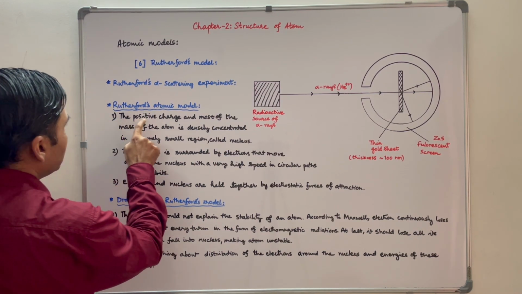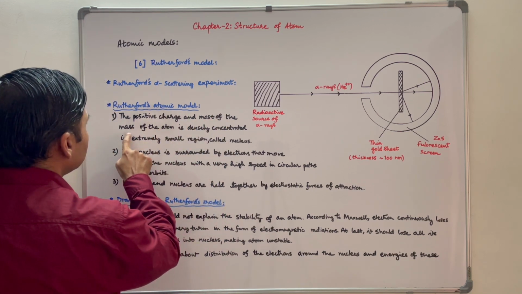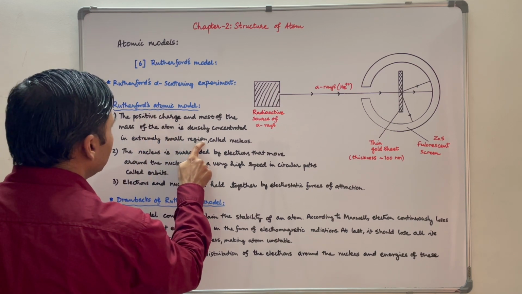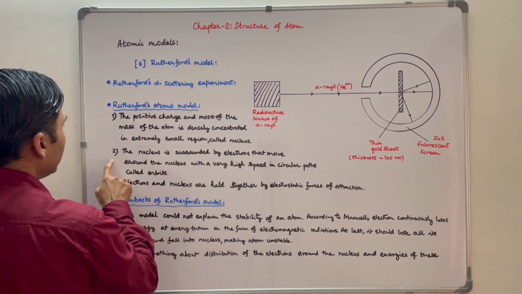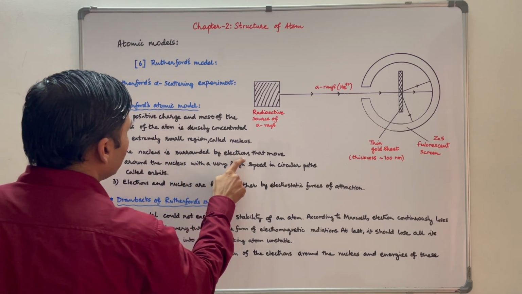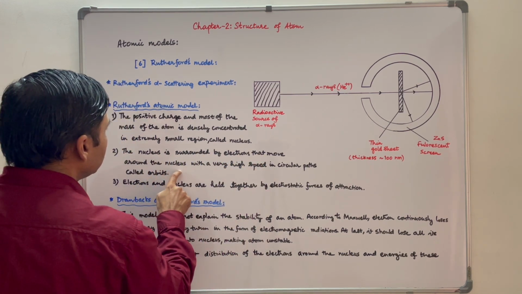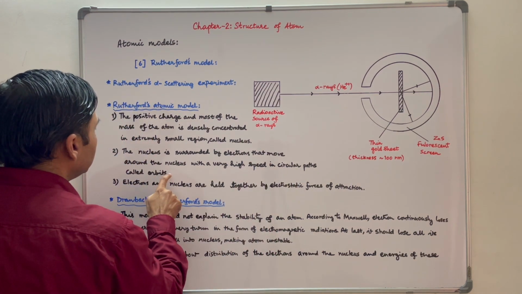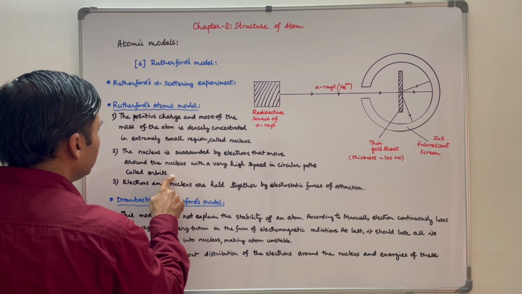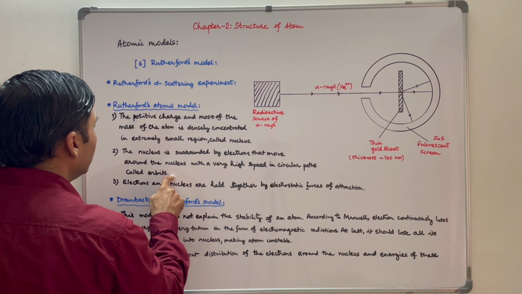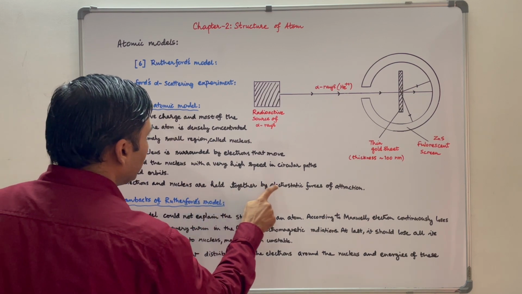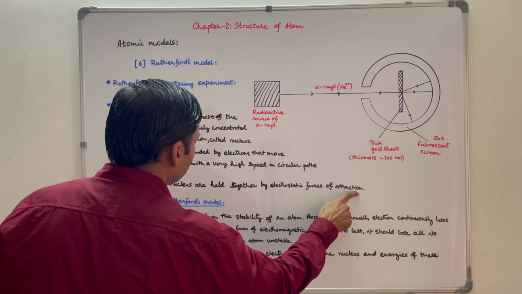Rutherford came up with his atomic model. Point number 1, the positive charge and most of the mass of the atom is densely concentrated in extremely small region. He called it nucleus. Point number 2, the nucleus is surrounded by electrons that move around the nucleus with a very high speed in circular paths called orbits. This resembles our solar system in which planets keep rotating around the sun as electrons keep rotating around the nucleus. Point number 3, electrons and nucleus are held together by electrostatic forces of attraction.